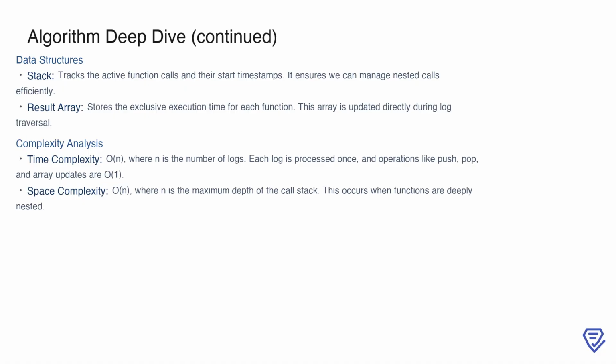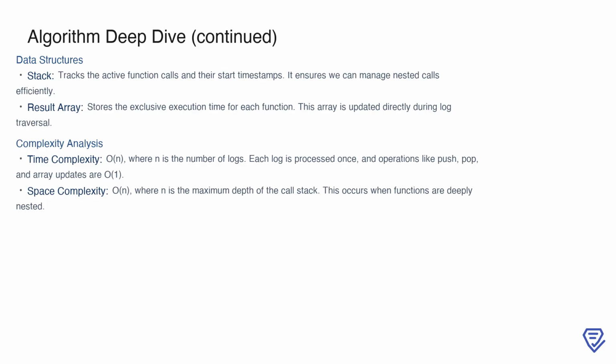To summarize the key data structures used, we rely on a stack and a result array. The stack is used to track active function calls, storing their IDs and start timestamps. This enables us to efficiently manage nested calls by maintaining a last-in, first-out order. The result array, on the other hand, stores the exclusive execution time for each function. It is updated directly during the traversal of logs, making the process both efficient and straightforward.